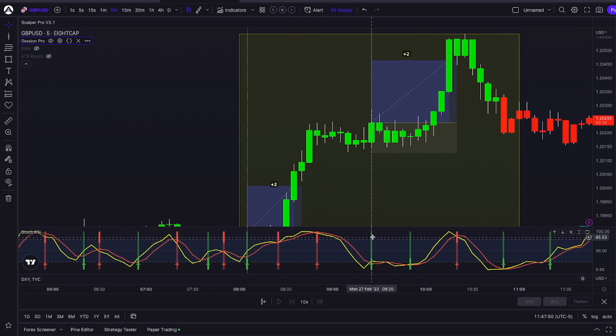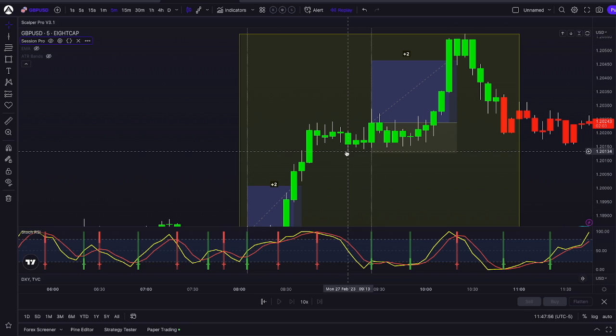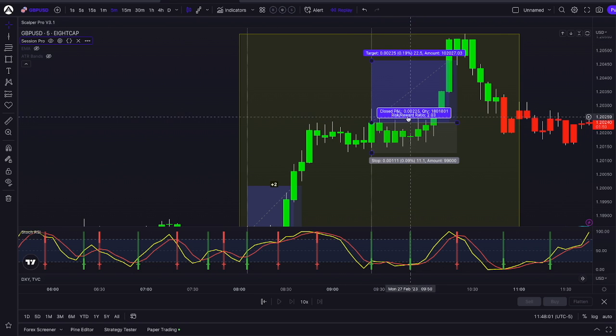Alright, so we received the crossover at 9:25. I placed my entry at the close of this candle, and I placed my stop loss at the most recent swing low for an 11 pip stop loss. Again, going for a simple 2-to-1 risk to reward ratio.